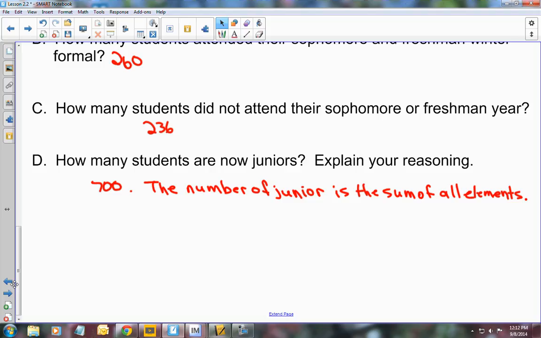And then you guys know how to do Venn diagrams. Yes? All right, your assignment's on the board. I did omit number 8. What does it mean to omit? Do not do. Okay.